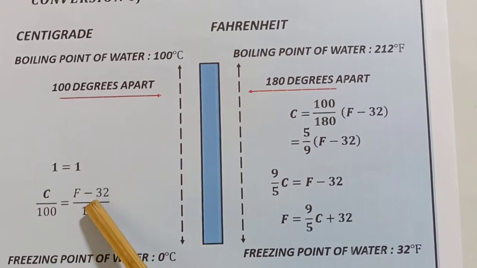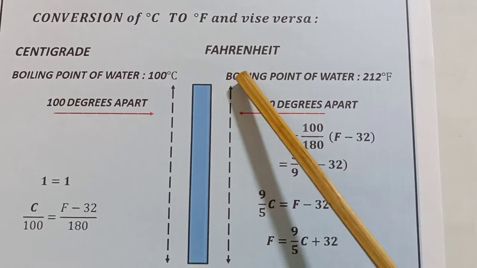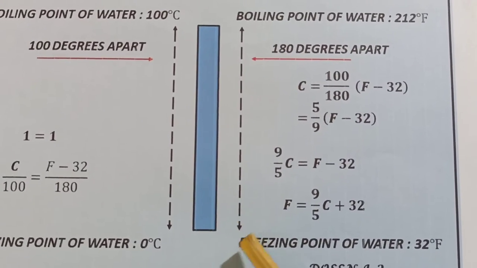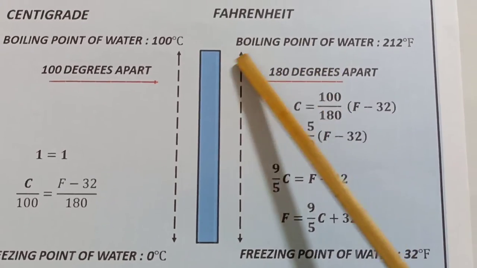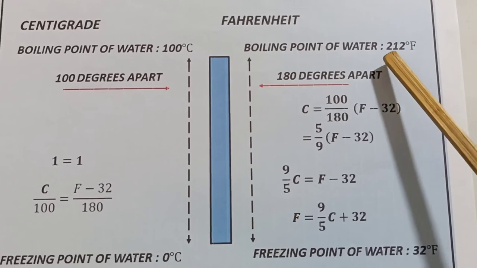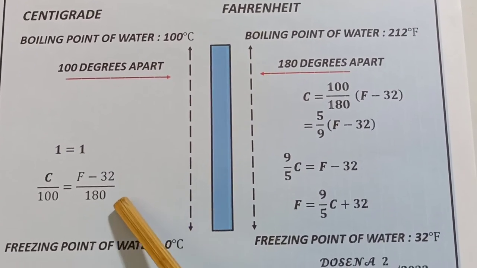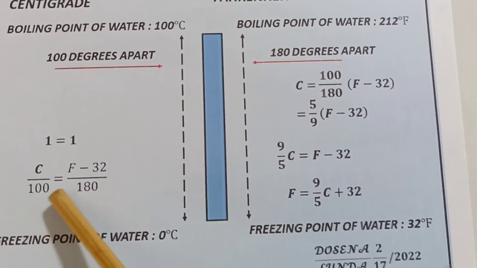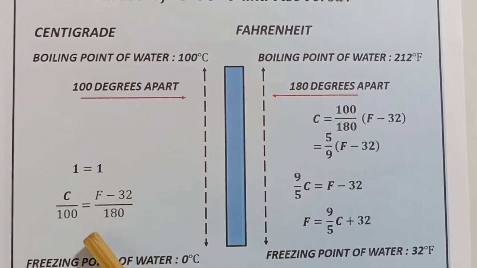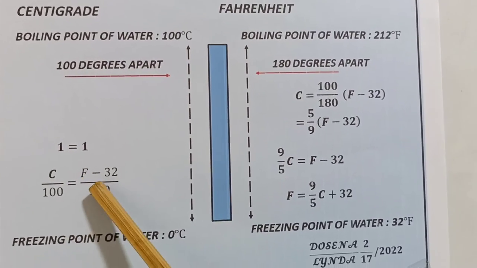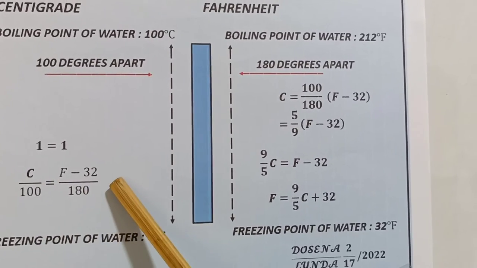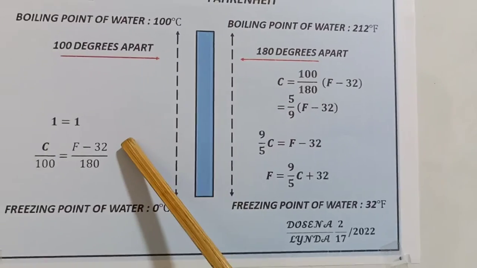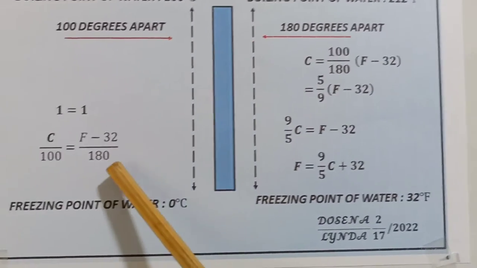And as you know, the Fahrenheit scale, this is our thermometer, is based on setting the freezing point of water at 32 degrees and the boiling point of water at 212 degrees. So we have this relation here. If this is to be 1 is equal to 1, since 100 over 100 is equal to 1, for 212, the boiling point of water in Fahrenheit, we're going to subtract 32 degrees. And 212 minus 32 is 180. So we have this relation here: C over 100 is equal to F minus 32 over 180.